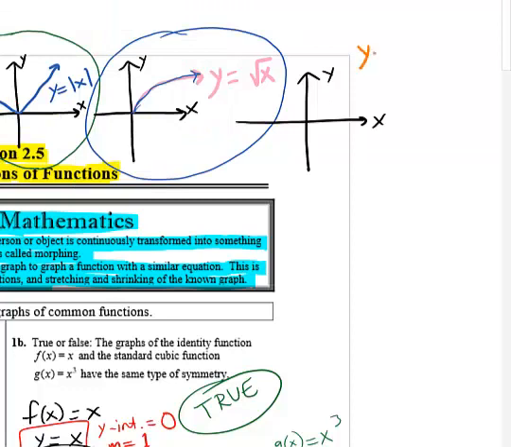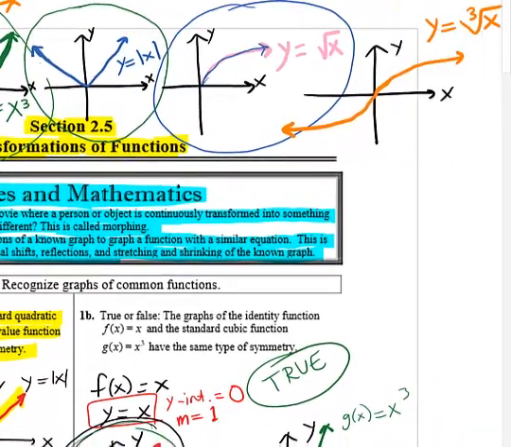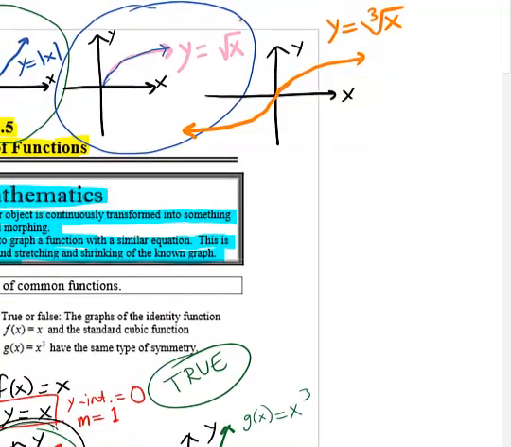Y equals the cube root of x, as opposed to the square root of x: the right side looks a lot like the square root, but then there's a left side also. It almost looks like the cube graph, as if you rotated that 90 degrees or something. That's how I remember it: it looks like the square root graph, except there's an extra portion in the bottom left quadrant.